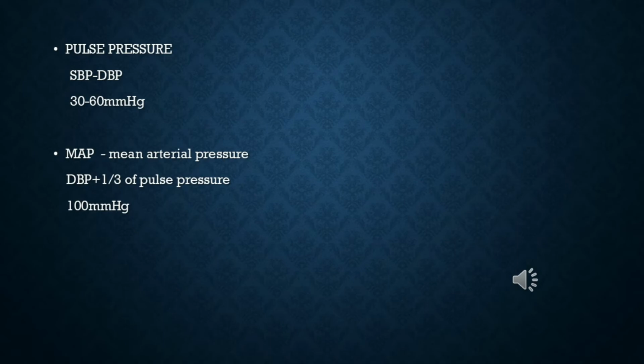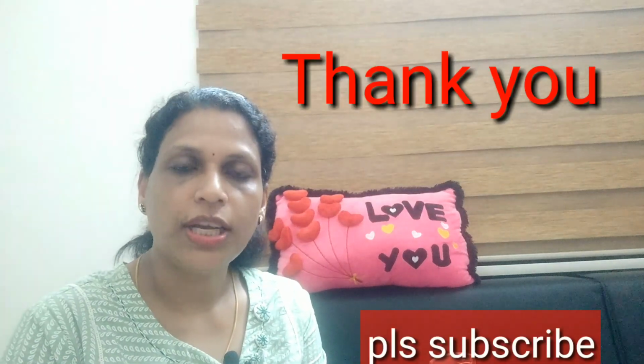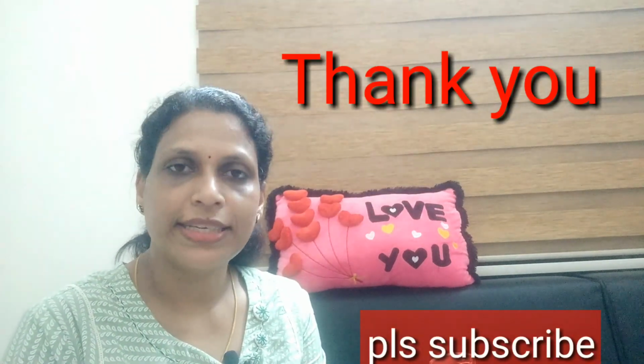Next one is mean arterial pressure, or MAP. It is the product of cardiac output and total peripheral resistance. The equation is diastolic pressure plus 1/3 of the pulse pressure. The normal value is 100 millimeters of mercury. Hope you understand all the vitals. This is the relation between temperature, respiration and pulse rate.